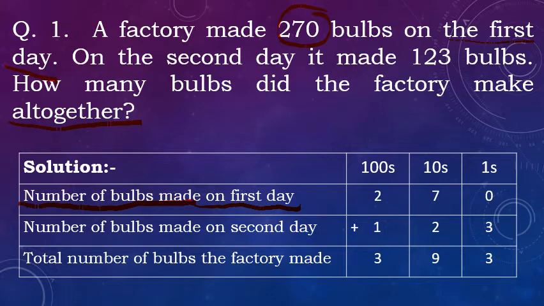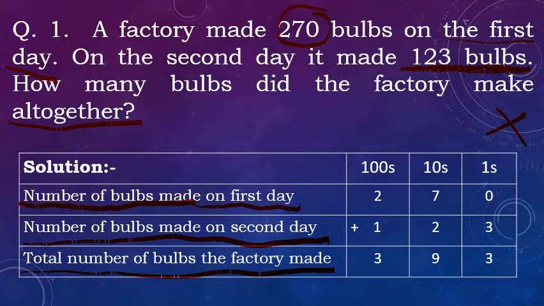On the second day, it made 123 bulbs. So 123 is what? Number of bulbs. So we can frame a statement like number of bulbs made on second day. It is clearly given here. Now total number of bulbs, it is given altogether. So we will write total number of bulbs the factory made. Now what we need to do? We need to add.